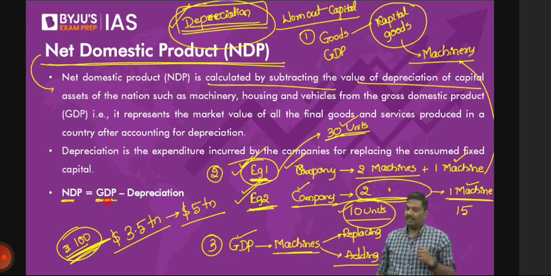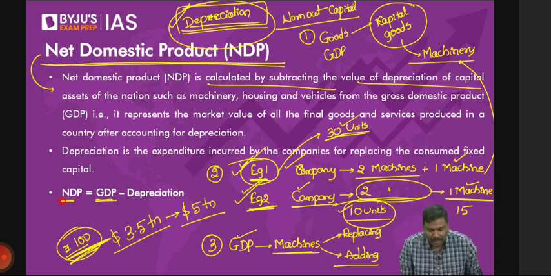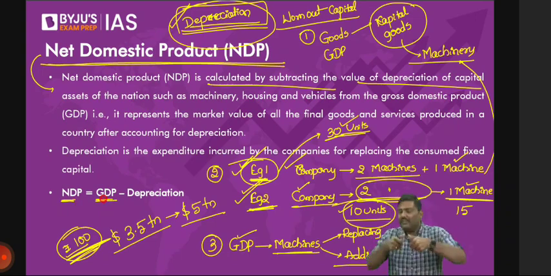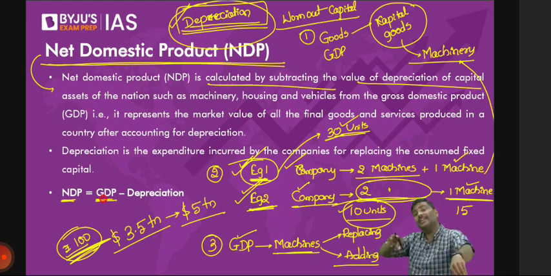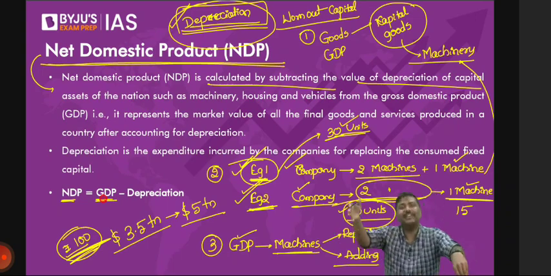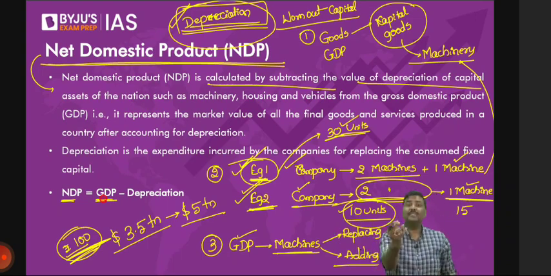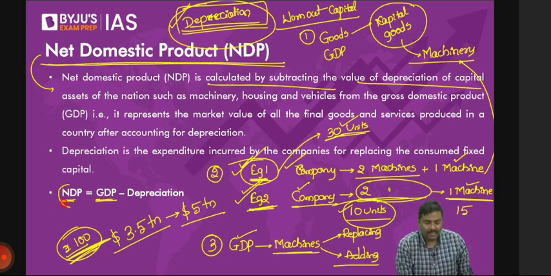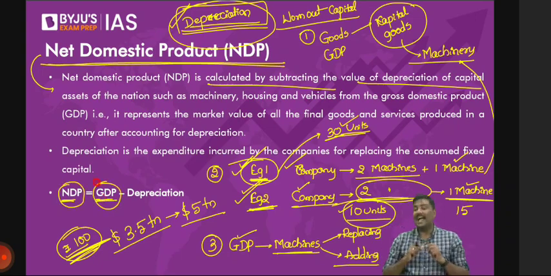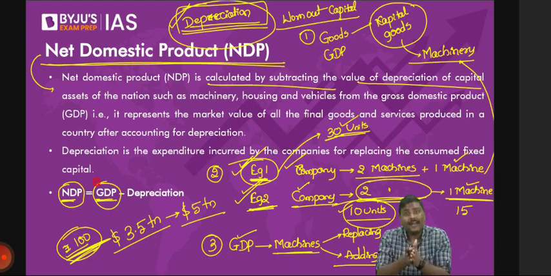I'll repeat it. If NDP is equal to GDP, it simply means whatever you have produced this year, none of it will be used for replacement. It will always be used for addition to the capital, which is good for the economy. That is the reason UPSC will confuse you. They will say that if the gap between NDP and GDP becomes narrow, it is good.